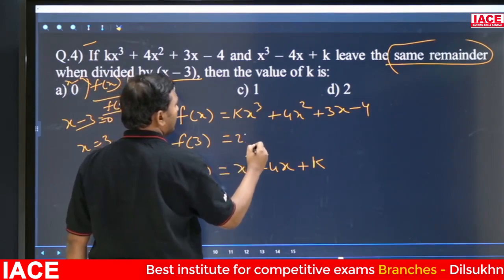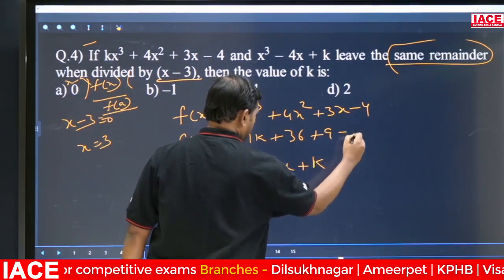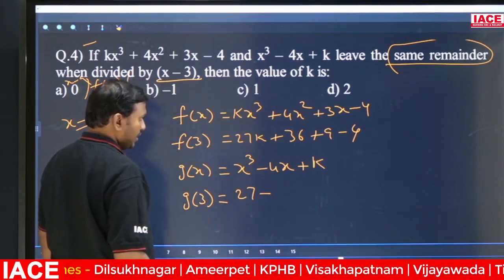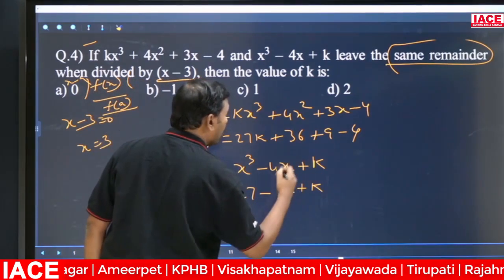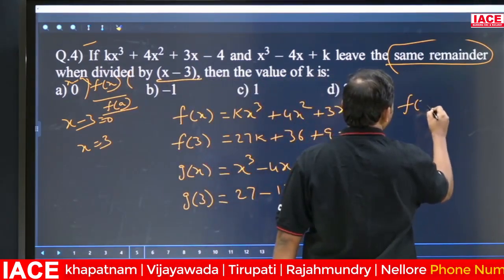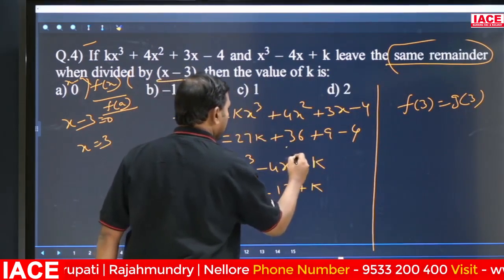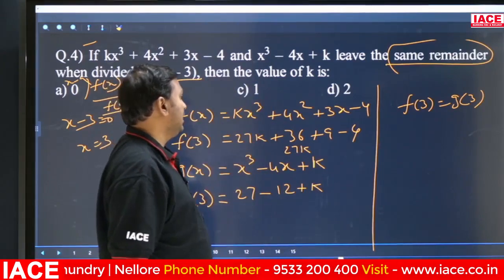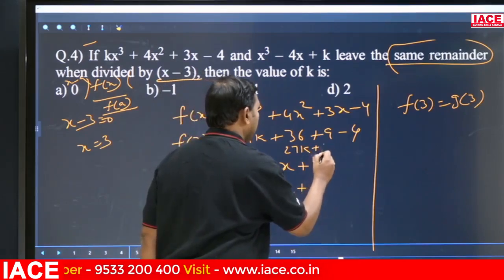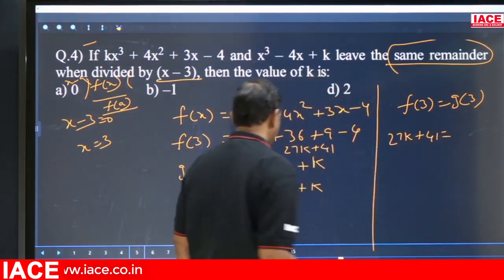So 27k plus 9 4s are 36 plus 9 minus 4. And here 27 minus 12 plus k. Both are the same. That means f of 3 and g of 3 are the same, he is telling. What value are we getting here? See, 27k here, 36 plus 9 is 45, minus 4 is 41. So that is 27k plus 41 equal to this side.